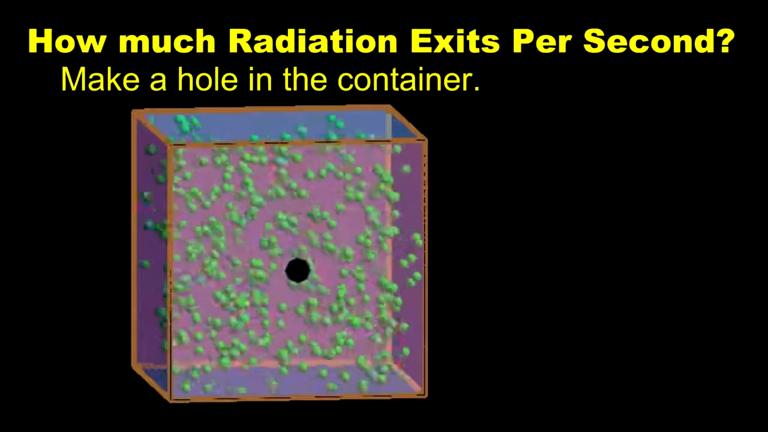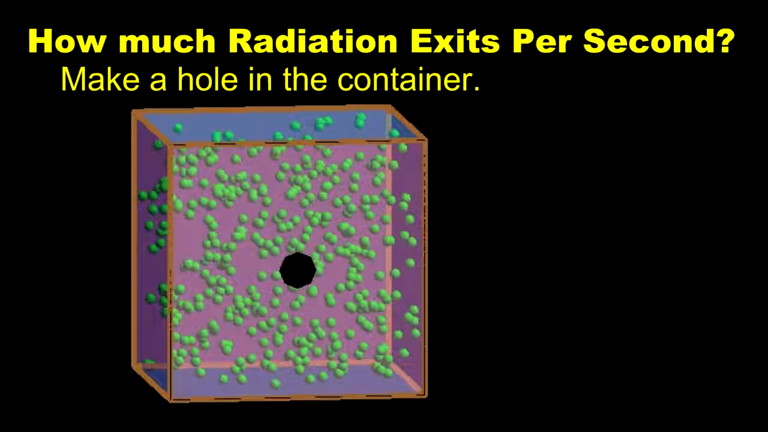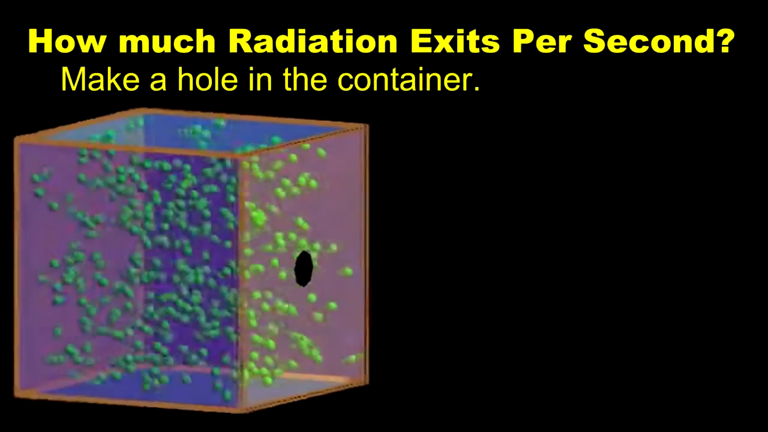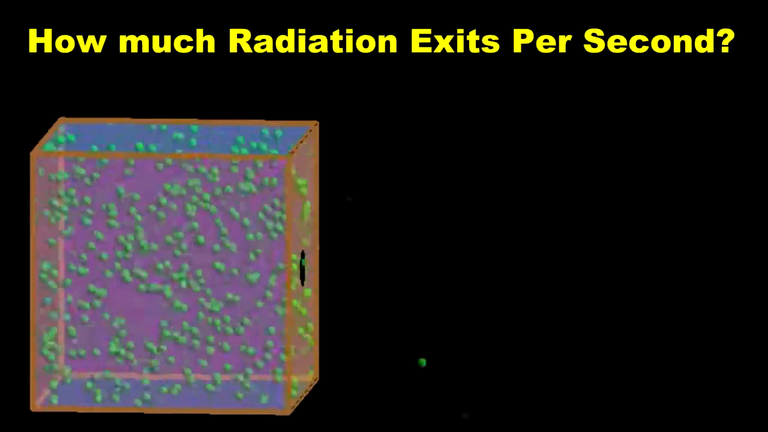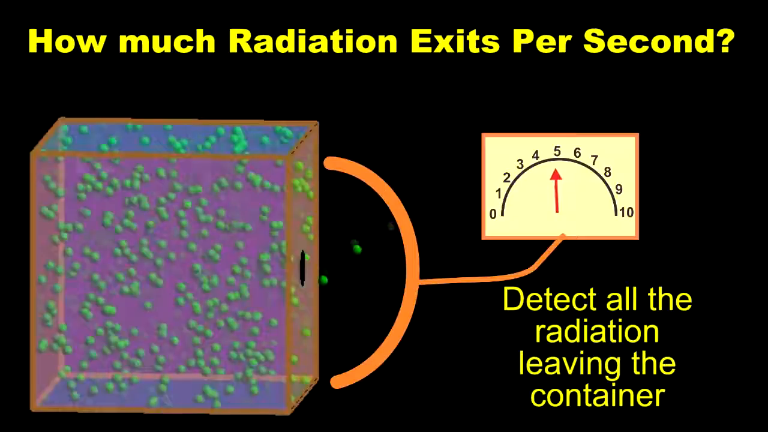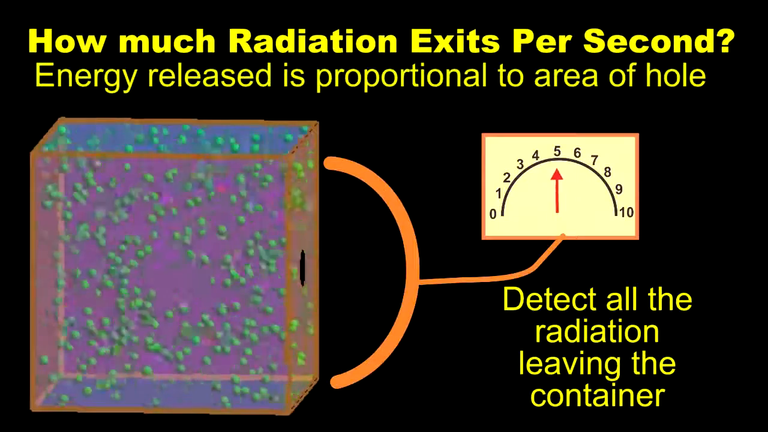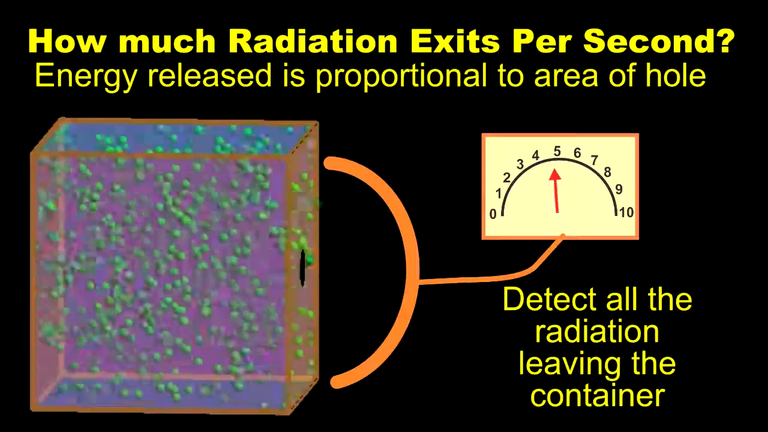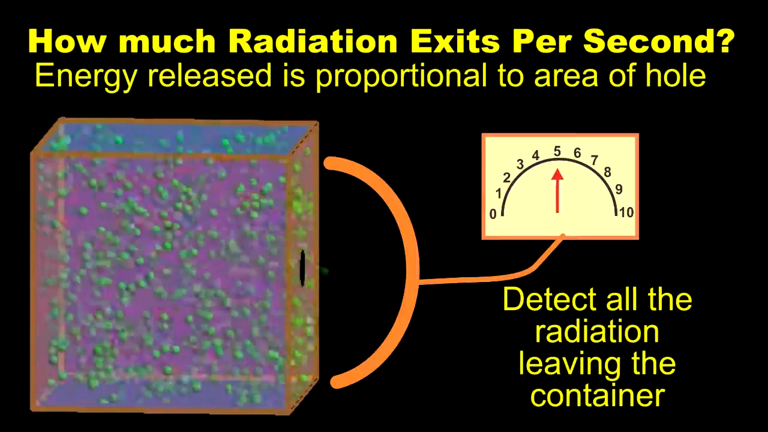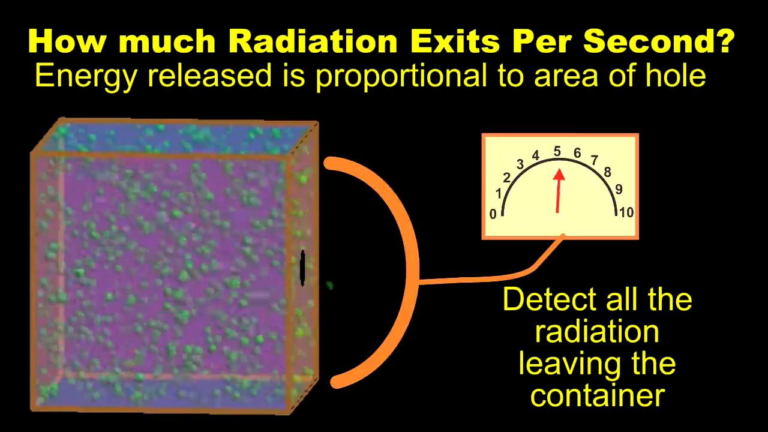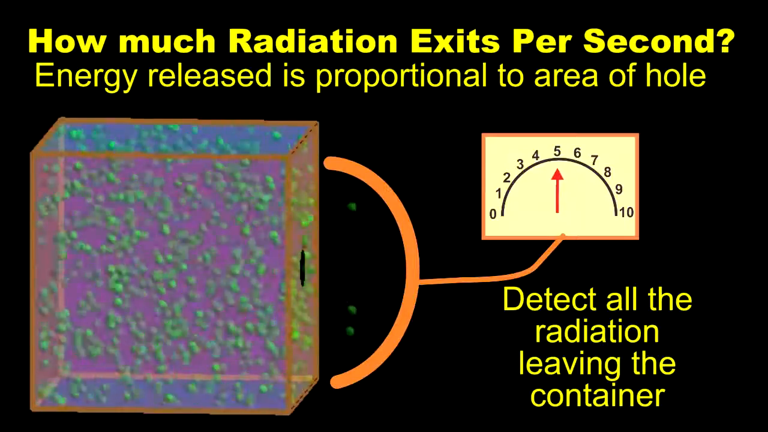So, what if there's a hole in the container? How much radiation will exit the hole per second? In 1880, physicists made measurements to answer the question experimentally. They used detectors that measured the total radiation at all frequencies. The first result was that the amount is proportional to the area of the hole in the container. That's almost common sense. The hard question was, how did it vary with the temperature of the container?